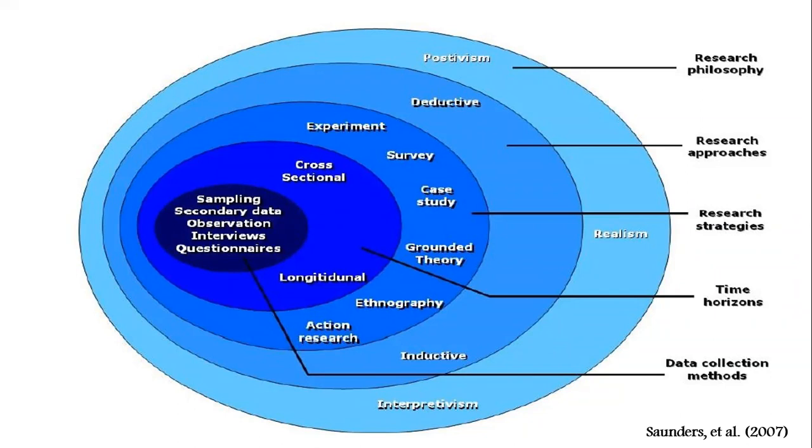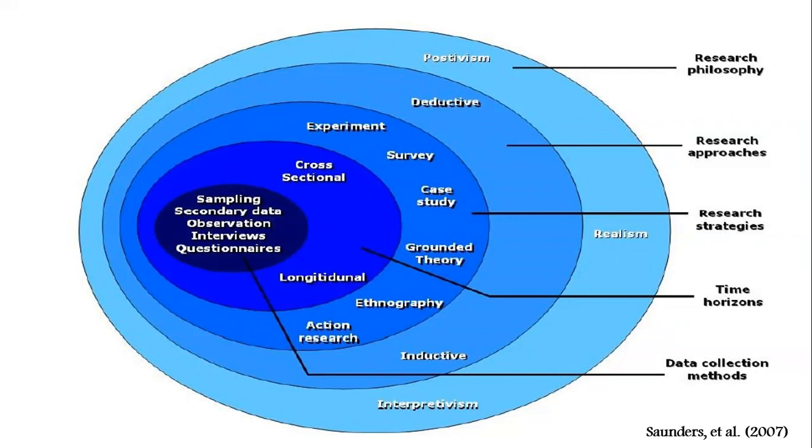But every research study has an underlying research philosophy, whether it's positivism, realism, or interpretivism. All studies come from a particular research approach, whether it's deductive or inductive. All studies use a particular research strategy, whether it's an experiment, survey, case study, whether it's grounded theory, ethnography, or action research.